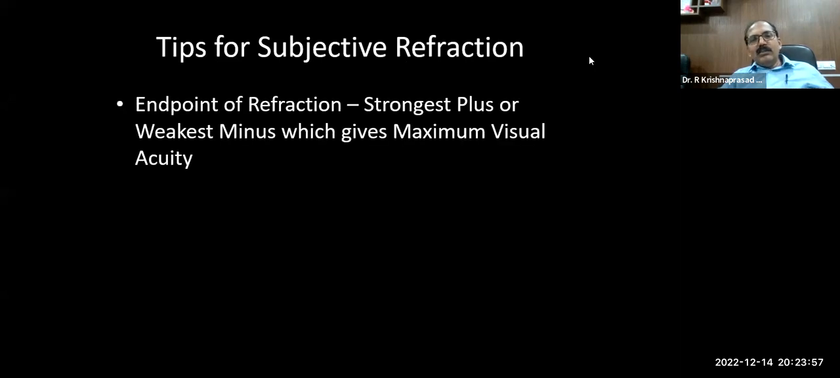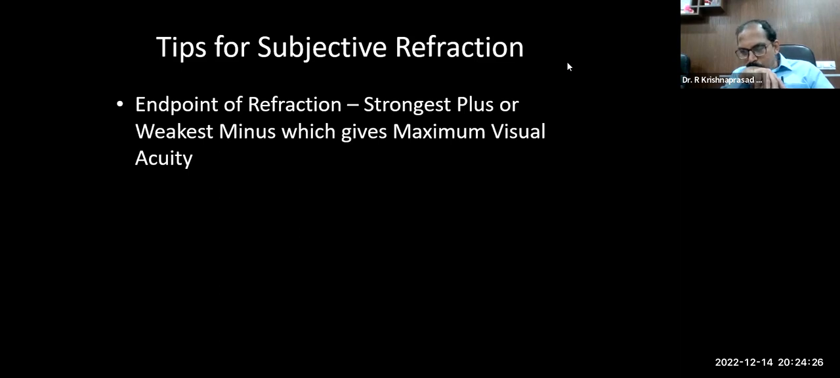Okay, so I'll give you some tips for subjective refraction. The end point of refraction, see, this is probably the most important sentence of today's class. The end point of refraction is the strongest plus, the weakest minus, which gives maximum visual acuity. Why is this? Can any of the postgraduates tell me why this sentence is very important? Why it has to be the strongest plus and the weakest minus?